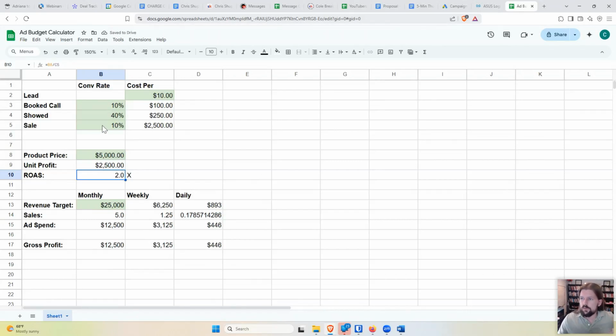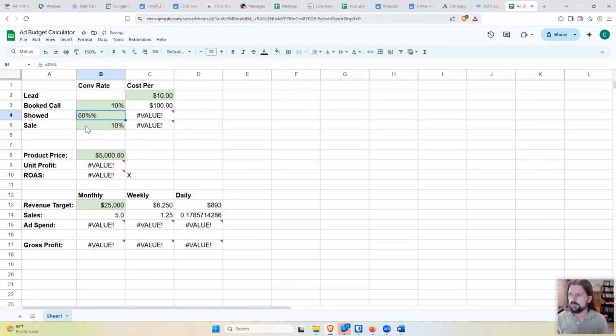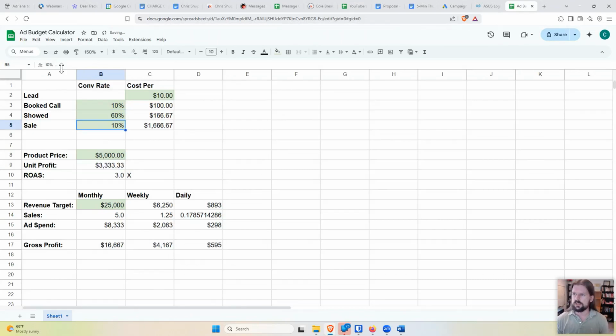So you can mess around with this, especially if you already have data. Like, you already know that your show rate is 60%, let's say. Then you just write in 60%, percent sign just once, and that'll give you your numbers. Of course, if you're not running YouTube ads already, then you may not be sure what your cost per lead is. You have to do it first, but you might have a good idea of what these other numbers are. So you can figure that out.